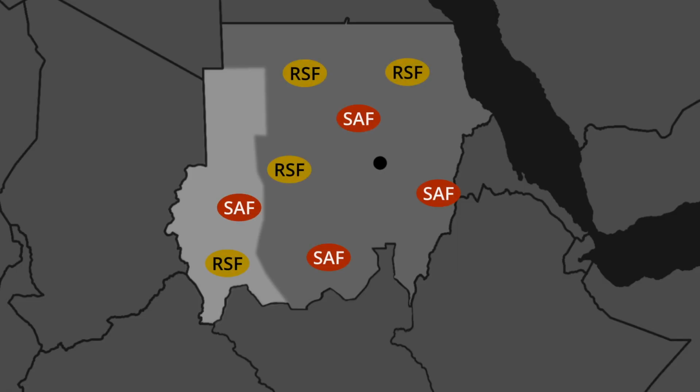Burhan took leverage of his military might while Hemeti used his financial power. They both placed hundreds of thousands of army men across the entire country, and a power struggle between two generals would soon escalate to a full-scale war.